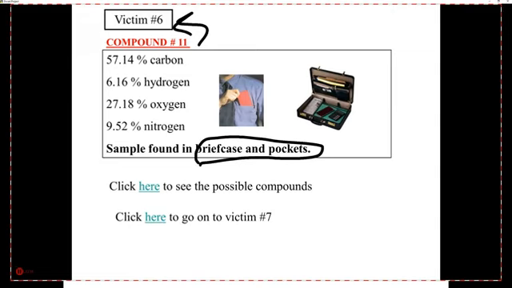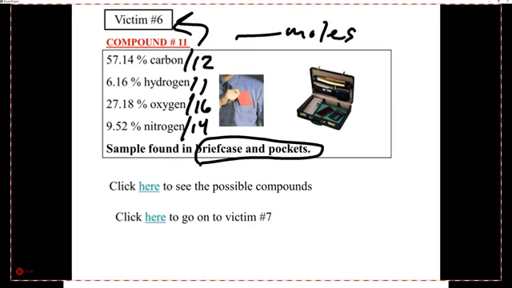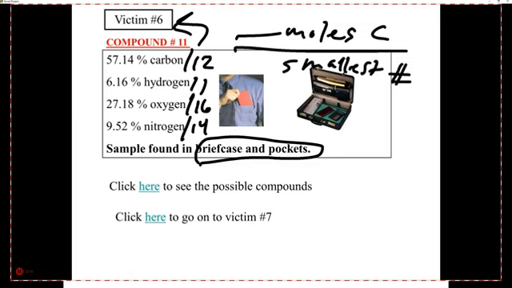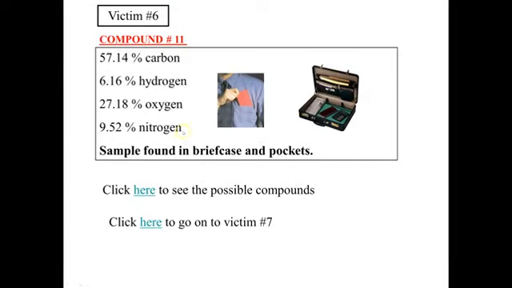This one looks really simple, so nothing crazy here. Divide the carbon by 12, divide the hydrogen by 1, oxygen by 16, and nitrogen by 14. Get your number of moles for each of these elements, and then divide all of them by the smallest number to get your formula. All right, so pretty easy for compound number 6.